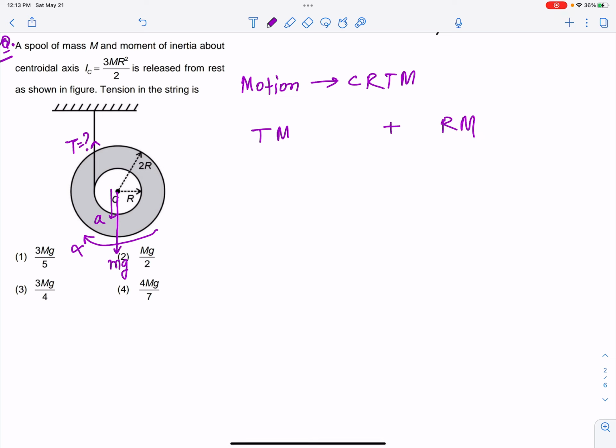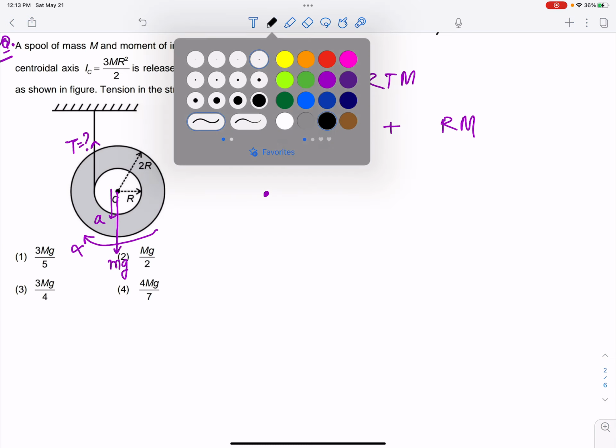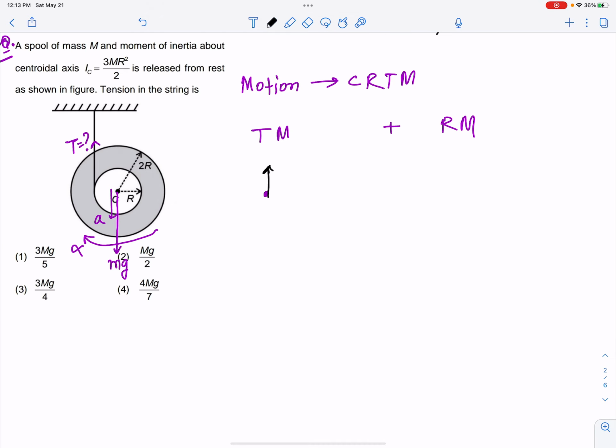If we think about translational motion, we replace the body with a point object at the center of mass and see how many forces are acting on it. Tension force upward, mg downward, right? And the acceleration is downward because it's going to move downward. So we can write the force equation: mg minus T equals ma, right? This is equation 1.